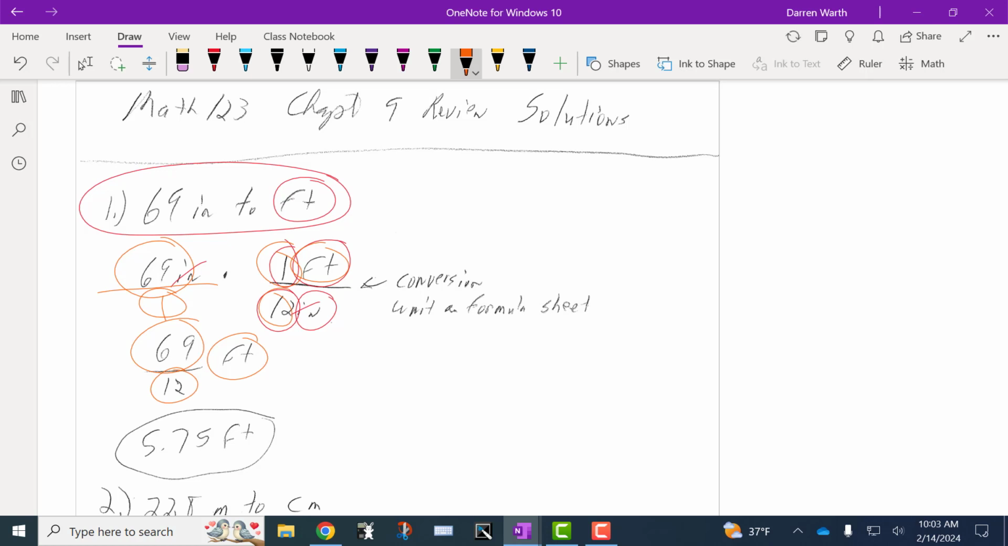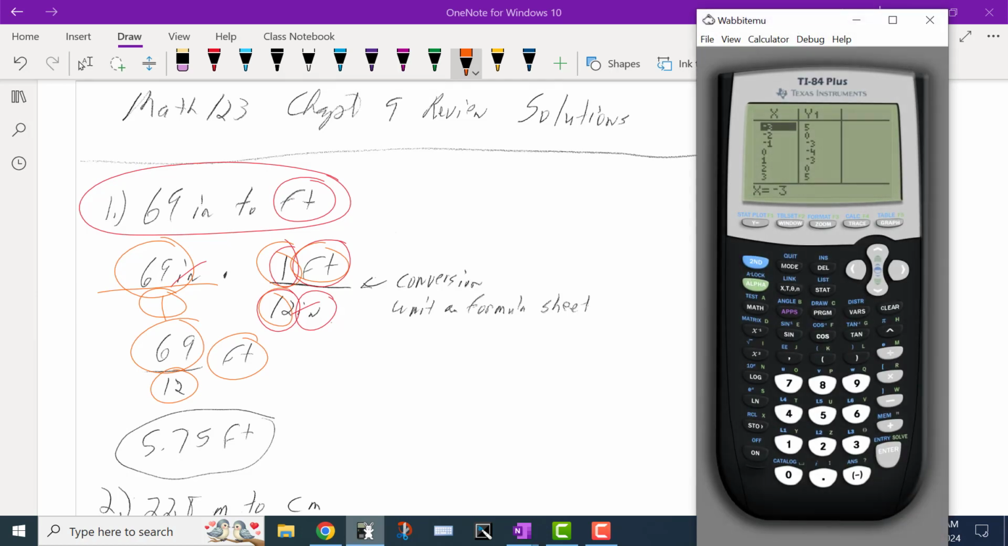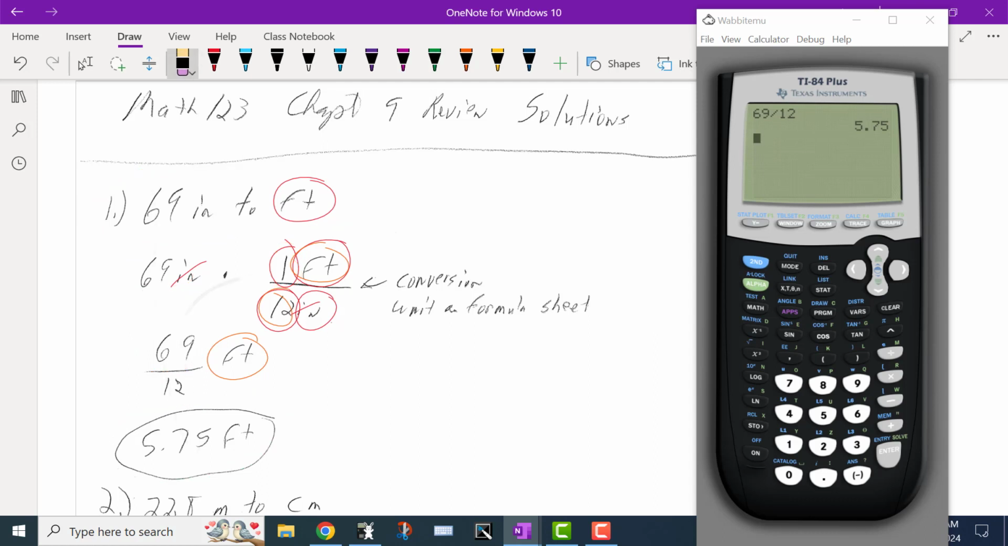Once I have 69 over 12 feet, I just take my calculator and go ahead and put that in my calculator. I'm just going to go ahead and type in 69 divided by 12. And when I do that, I get my answer of 5.75 feet.